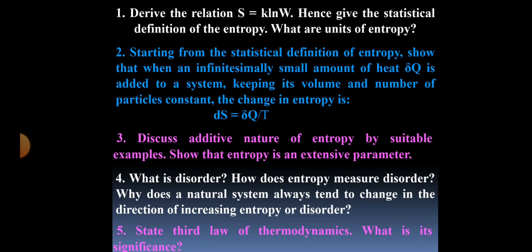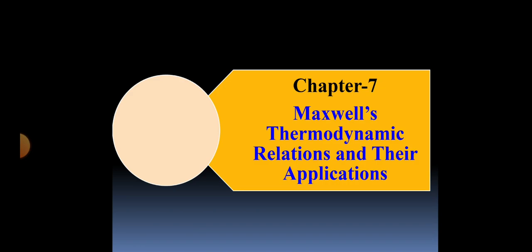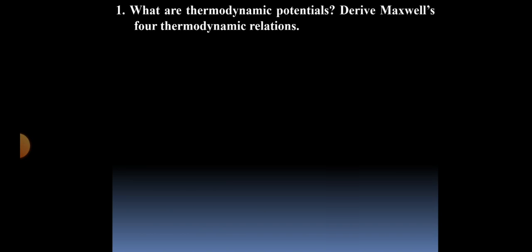Then next is, state the third law of thermodynamics. What is its significance? Unit number 4, which is constituted of chapter number 7, entitled Maxwell's Thermodynamic Relations and Their Applications. So the first question is, what are thermodynamic potentials? Heat, enthalpy, free energy, all these quantities are your thermodynamic potentials. Derive Maxwell's 4 thermodynamic relations.